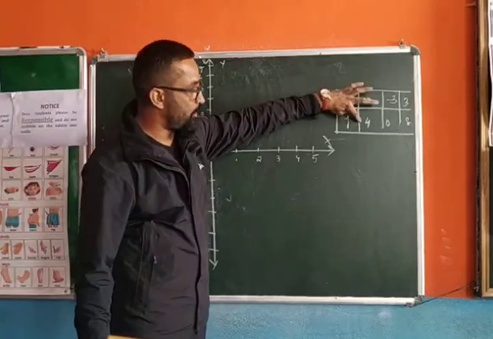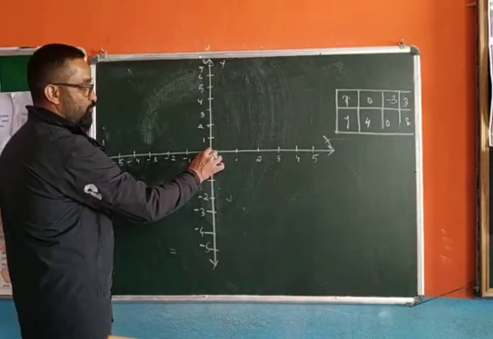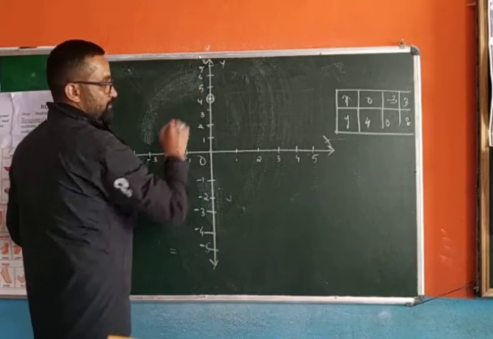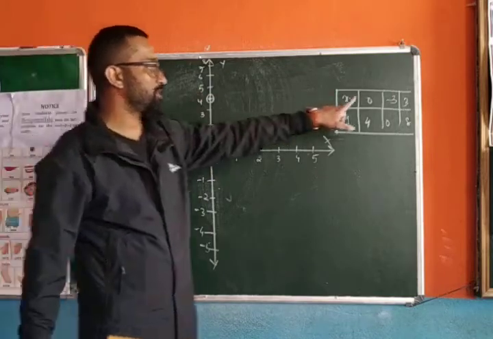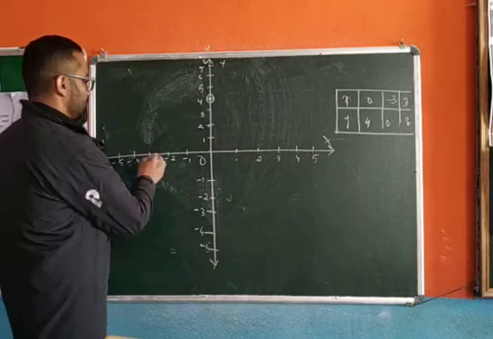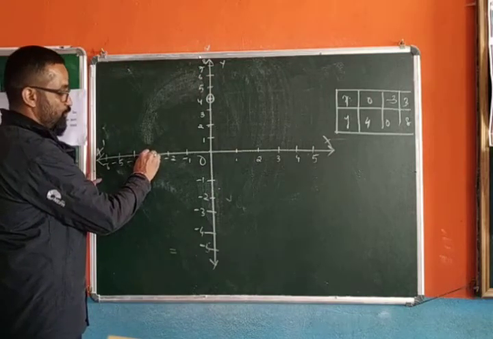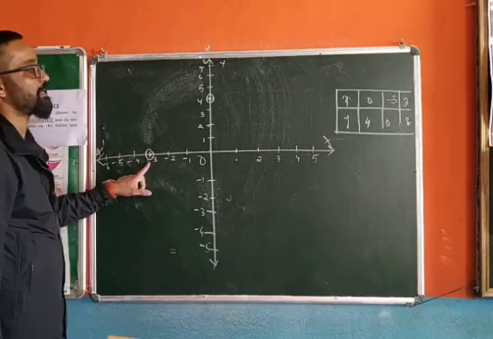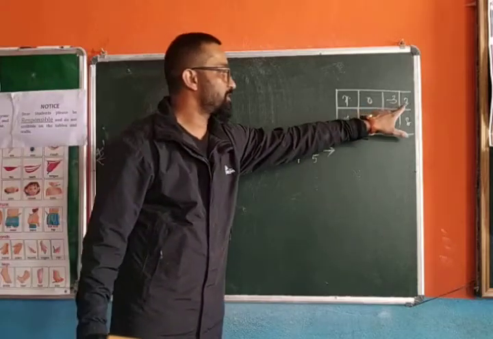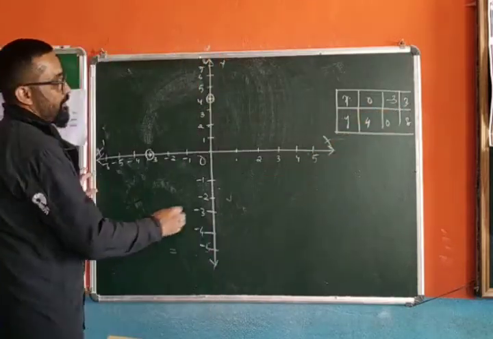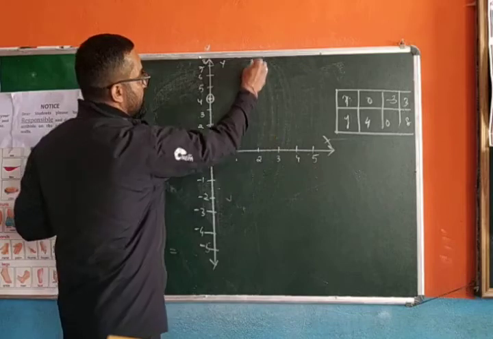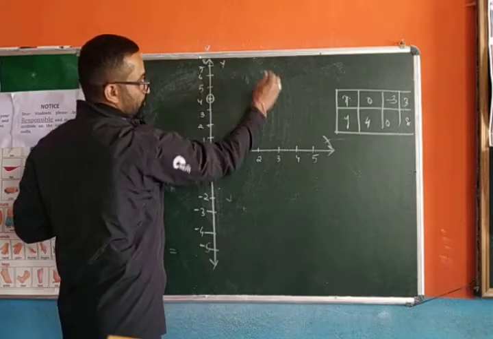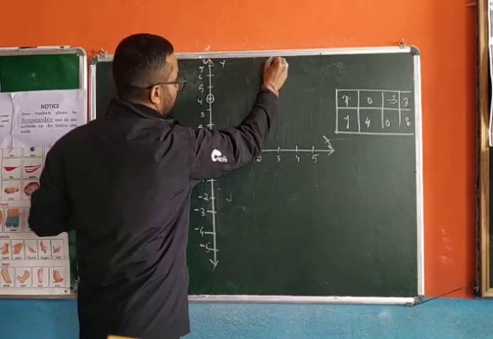X is 0, y is 4. First point. X is minus 3, y is 0, means it lies on the x-axis. X is 3, y is 8. So you go from here. X is 3, y is 8.